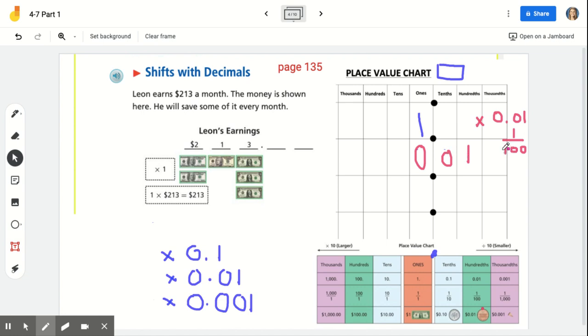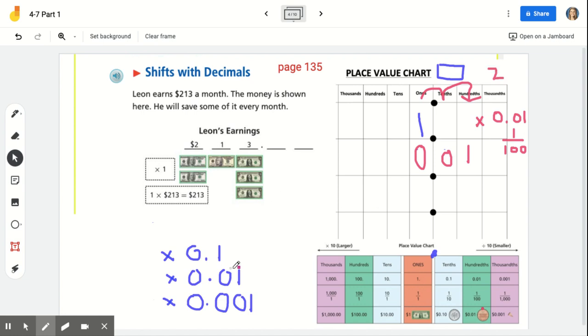What happened to our digits in this multiplication problem? Well, we had the digit 1. It went to the right. It got smaller in value. How many place values? 1, 2. I like to do those little hills to count over. So 1, 2 brings it to the hundredths place value, 2 place values.